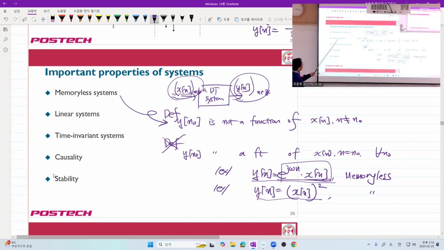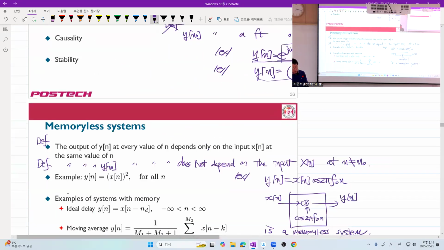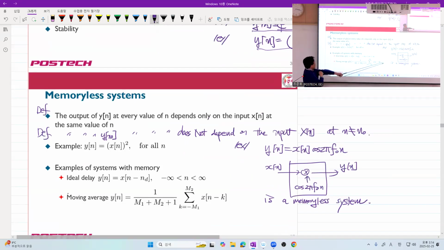And about linear systems and time invariant systems, most of you who took signals and systems already know, but I need to review this, probably this Thursday. And about causality and stability, I will also cover that, because time's almost up today. But anyway, let me give you other examples of memory systems. As I told you, this is the wrong definition, and this is the correct definition, right?